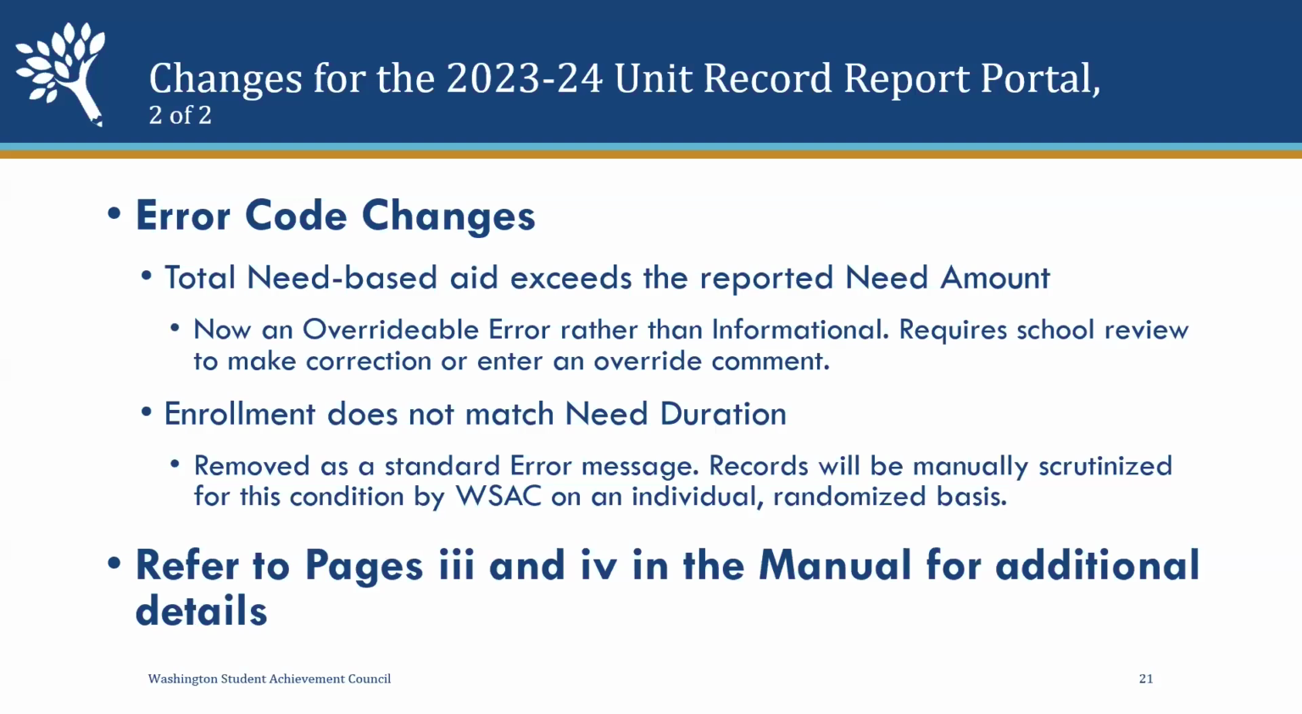We do have some changes to the error codes for the 23-24 year. On the total need-based aid exceeds the reported need amount, during 22-23, that was an informational error. We are changing that to an overridable error for 23-24 because we realized that schools were not really looking at the informational error, and we needed to have more information on that particular edit. So you will need to review those and make sure that if it is an over award, that it is a valid over award, which in my mind is they didn't have any state aid, or some of their need was met with unsubsidized loans, or other, primarily unsubsidized loans that can replace the EFC.